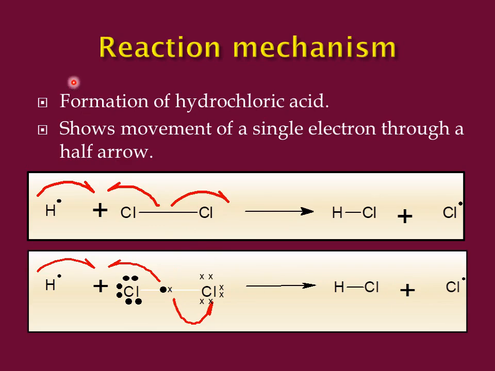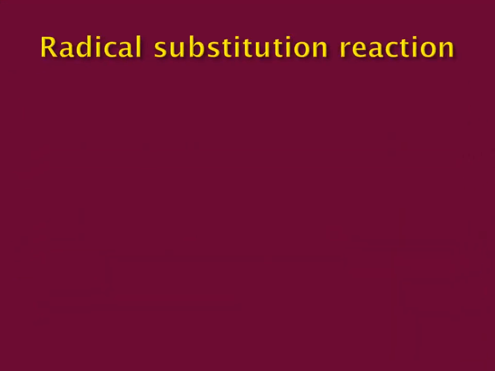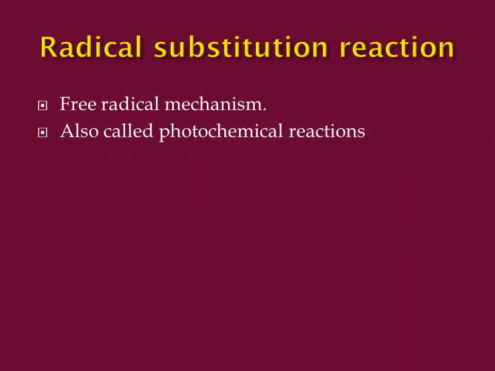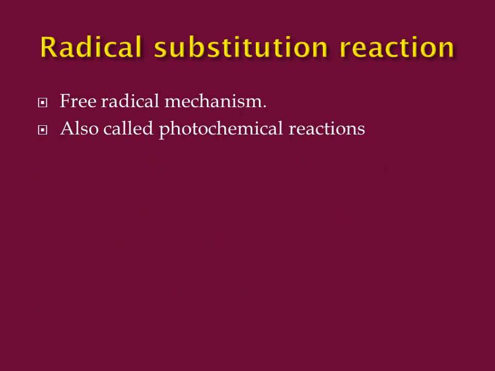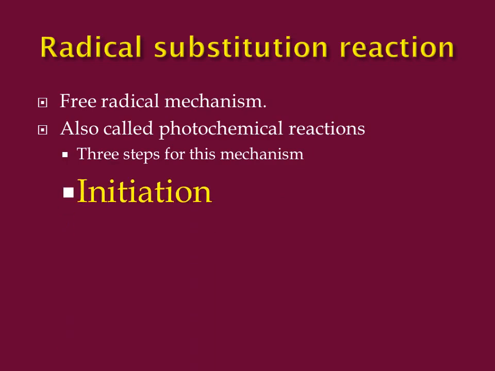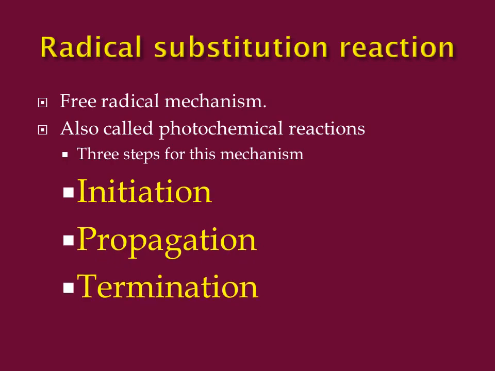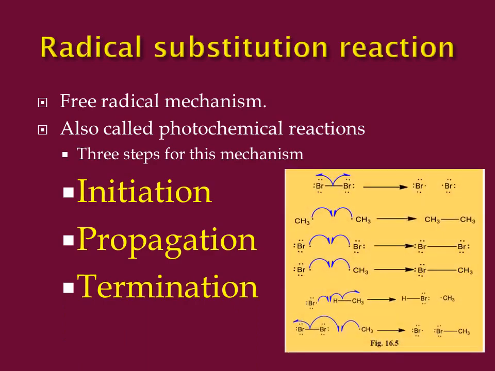Now students, let us study the radical substitution reaction, which is also called the free radical mechanism. They are also called photochemical reactions because they take place in the presence of sunlight. 3 steps are involved in radical substitution reaction: the first is initiation, the second step is propagation, and the third step is termination. You can look in your textbook. These are the radical substitution reactions which are given, but over here I am going to explain each and every step in detail.